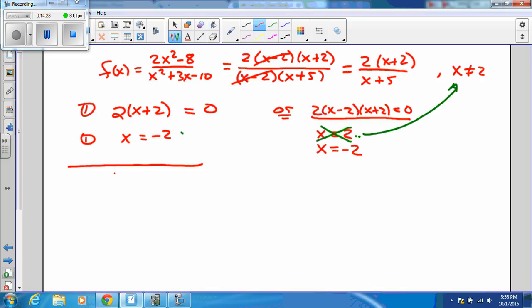Finally, to find the horizontal asymptotes, I must take limits as x goes to infinity, and also as x goes to -infinity. Several of you only took the limit as x goes to infinity, and this is incomplete.